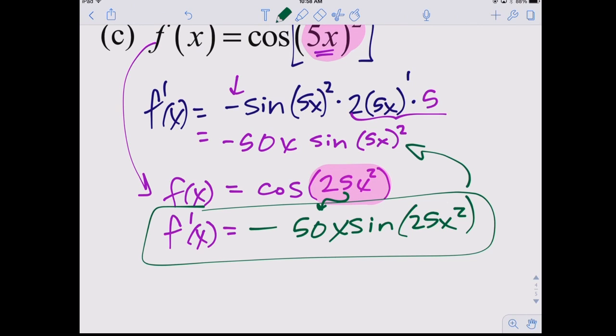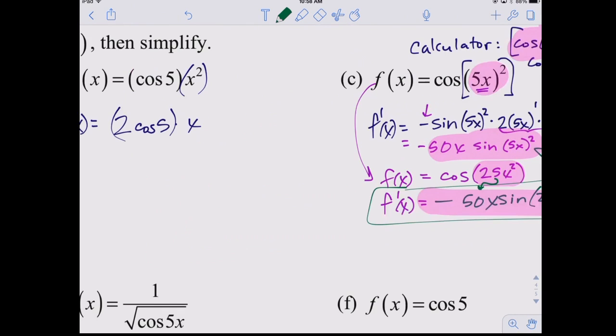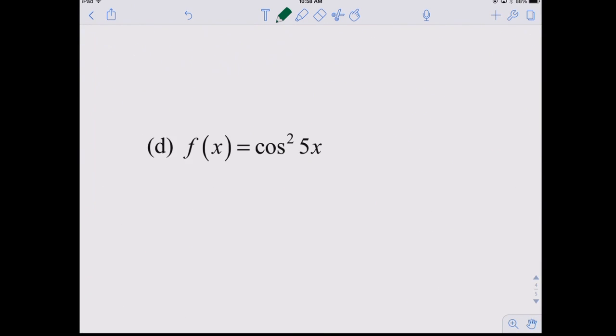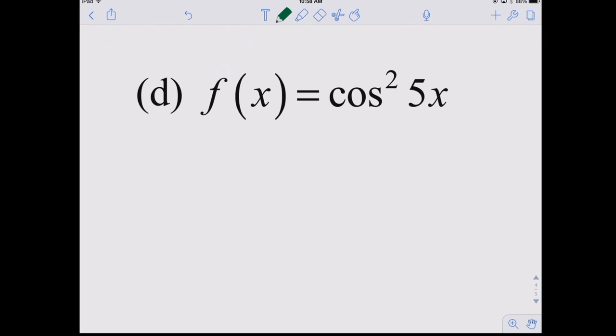Doing it both ways is important too, because maybe on a free response question it doesn't matter. But on multiple choice, your final answer looks more like that rather than like that. And it's not a very difficult thing in this case to refactor that as 5x quantity squared. But anyway, you're going to see that there's multiple ways to do it. Okay, letter D.